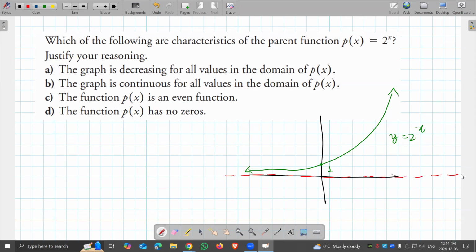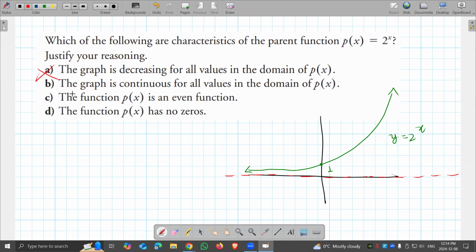Part A. The graph is decreasing. Is the graph decreasing or increasing? It's increasing, so A is wrong, right? It's not decreasing. It's always increasing perpetually, so A is out.